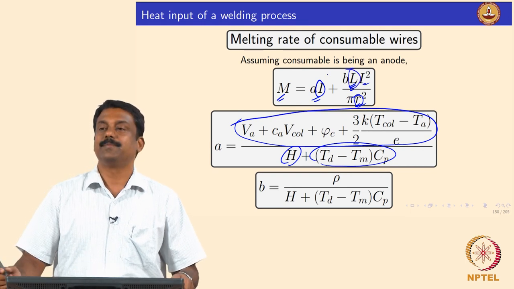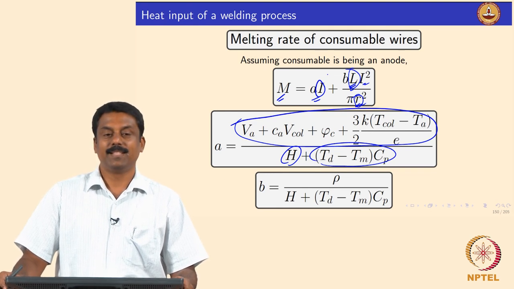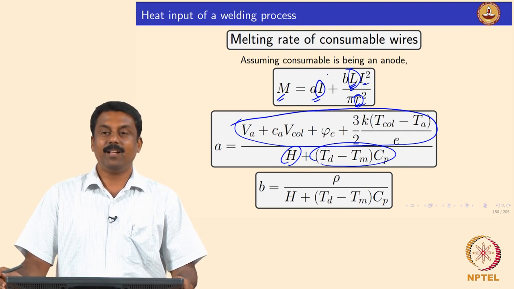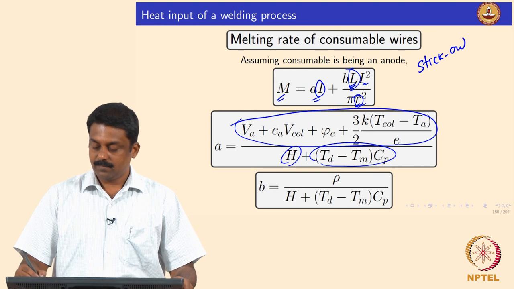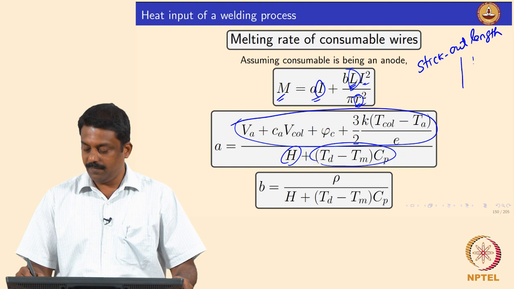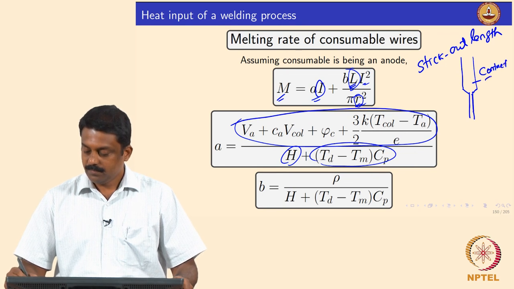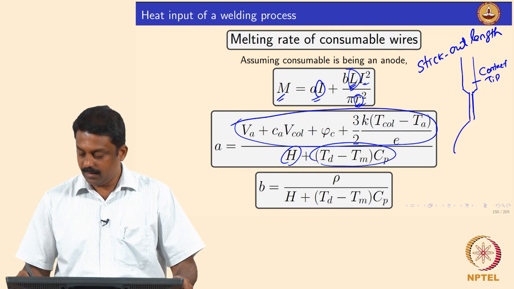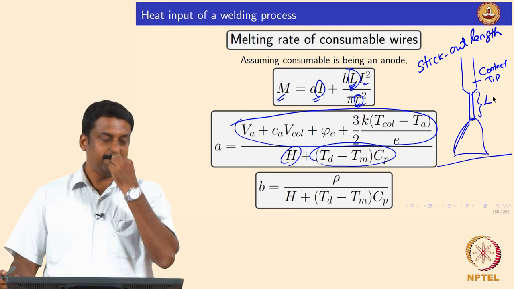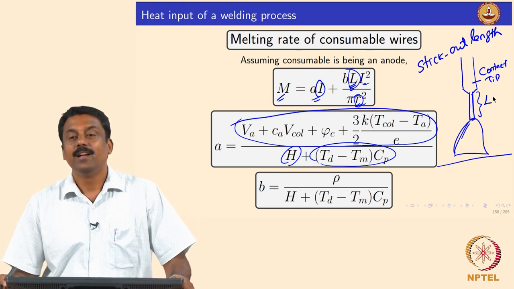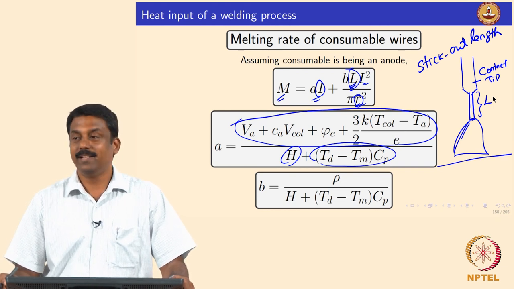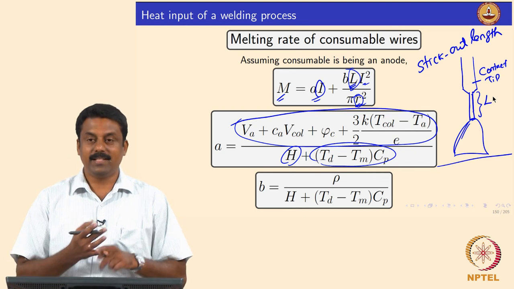The other parameter is L. What is L here? Length of the wire. In the welding case, we call that length the stick out length. So what is stick out length? Suppose you have your CTWD or the electrode, the length of the wire which is sticking out from the contact tip. This is known as the contact tip. Then you form an arc here, and this is the workpiece. This length L is known as stick out length. So if you increase the stick out length, what will happen? Melting rate increases.